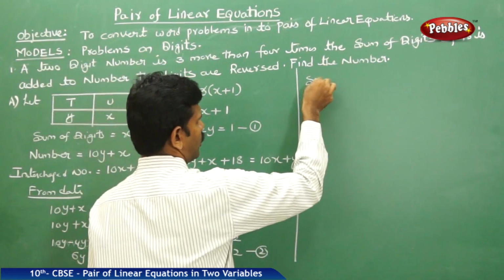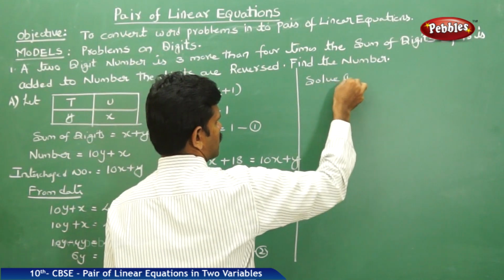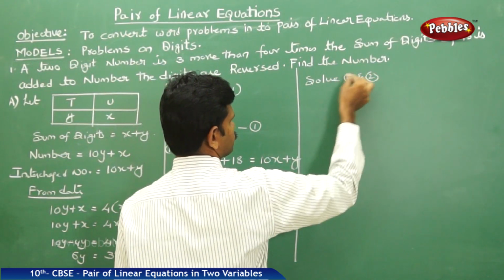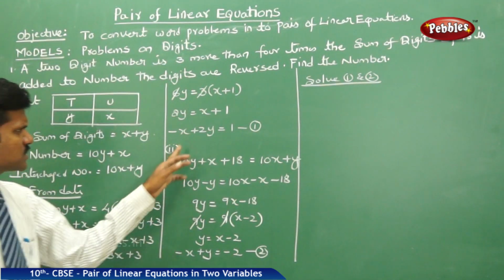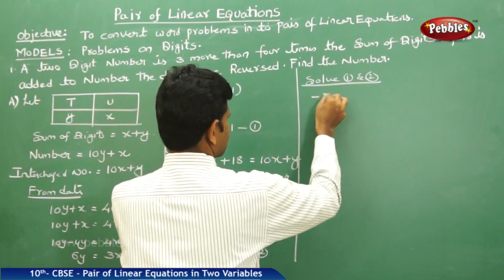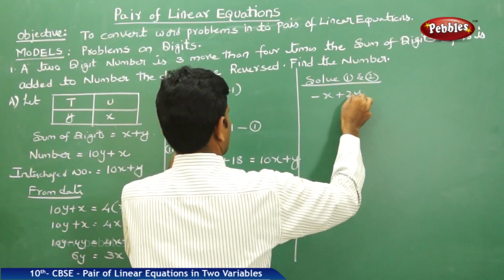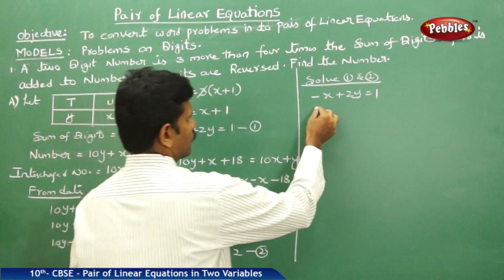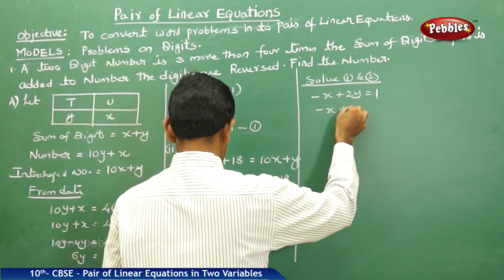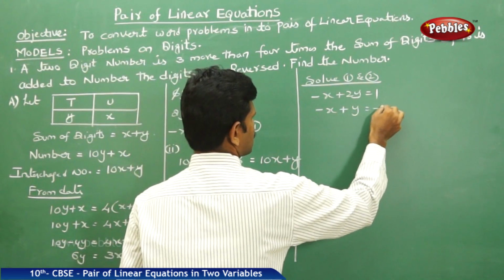Now solve equation 1 and 2. What is the equation 1? Equation 1 is minus x plus 2y is equal to 1. What is the equation 2? Minus x plus y is equal to minus 2.